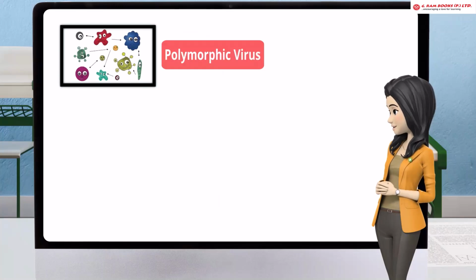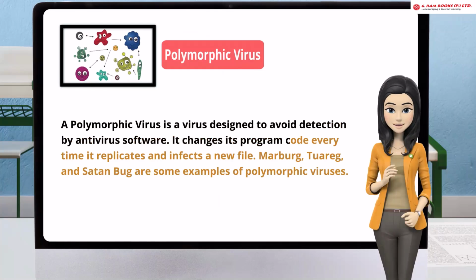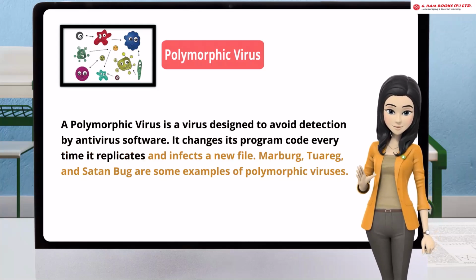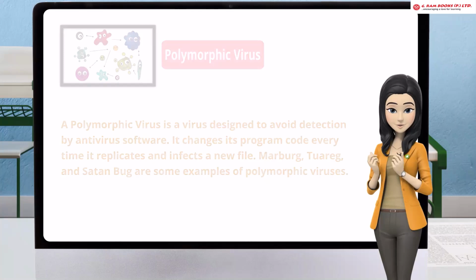Polymorphic virus. A polymorphic virus is a virus designed to avoid detection by antivirus software. It changes its program code every time it replicates and infects a new file. Marburg, Tuareg, and Satan Bug are some examples of polymorphic viruses.